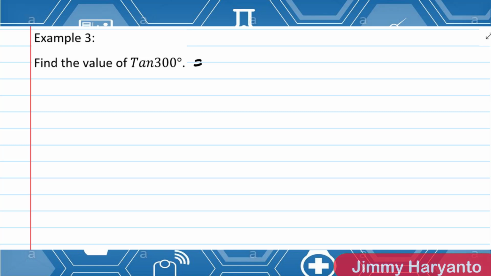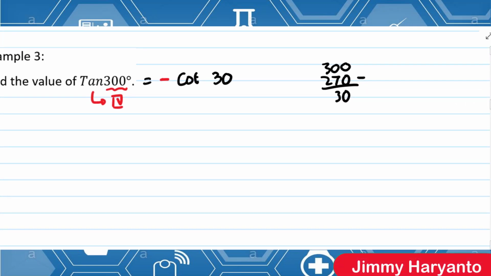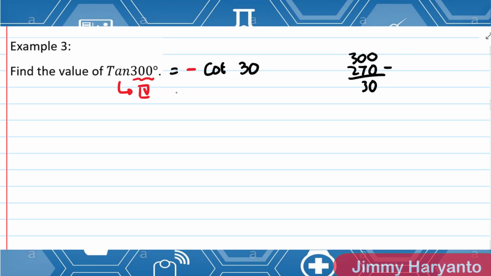The benchmark will be 270 because it's closer. Yeah. So first I will take a look at the quadrant. It's quadrant 4. Tan in quadrant 4 will be negative. So I will put negative right there. And then 300 minus 270. 300 minus 270 in your mind is 30. You put 30 right there, and then tangent will be cotangent. Yeah, because we use 270 as our benchmark. So the result will be negative.